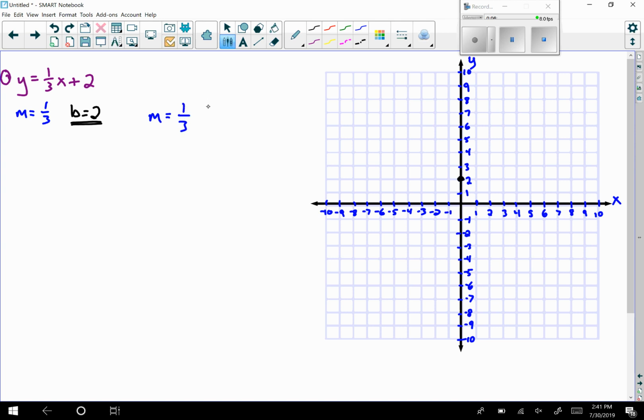So 1 is the rise. And if it's positive, I always want to move up or down first. In this case, I want to move up. And then 3 is the run. So when our run is positive, I want to move to the right.